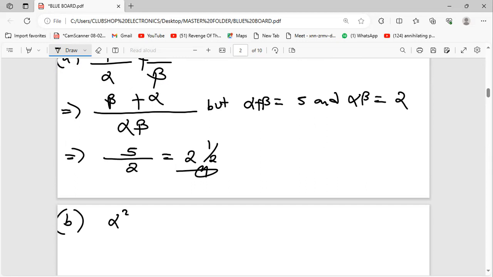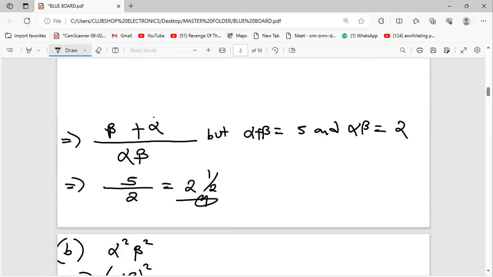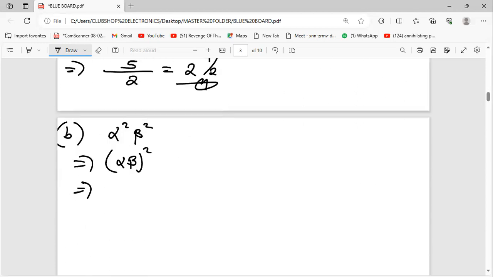B, alpha squared and beta squared imply that you have got alpha beta squared. What it means. All right, you can pull out the square there. And alpha beta is 2. This means you have got 2 squared, and the answer is 4. 2 times 2.